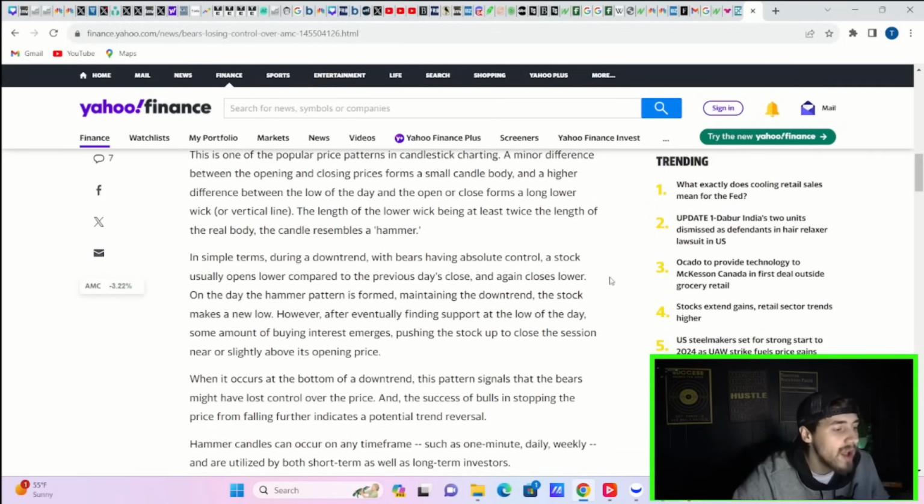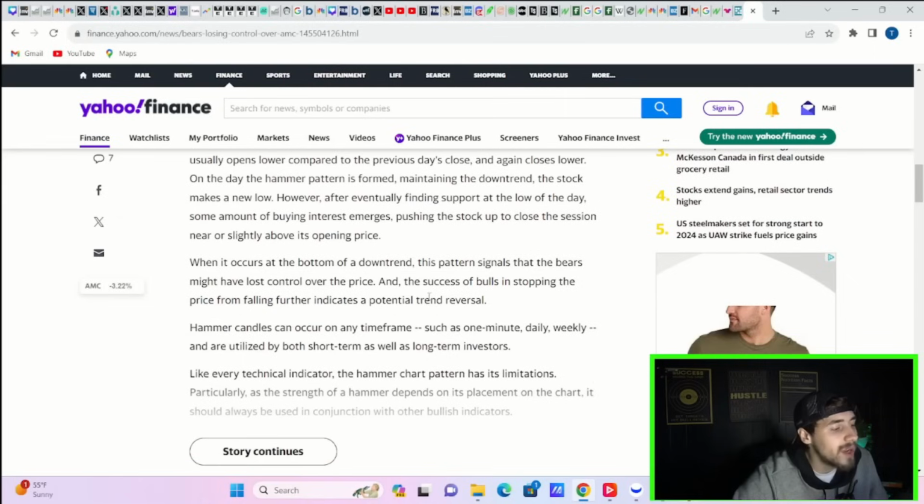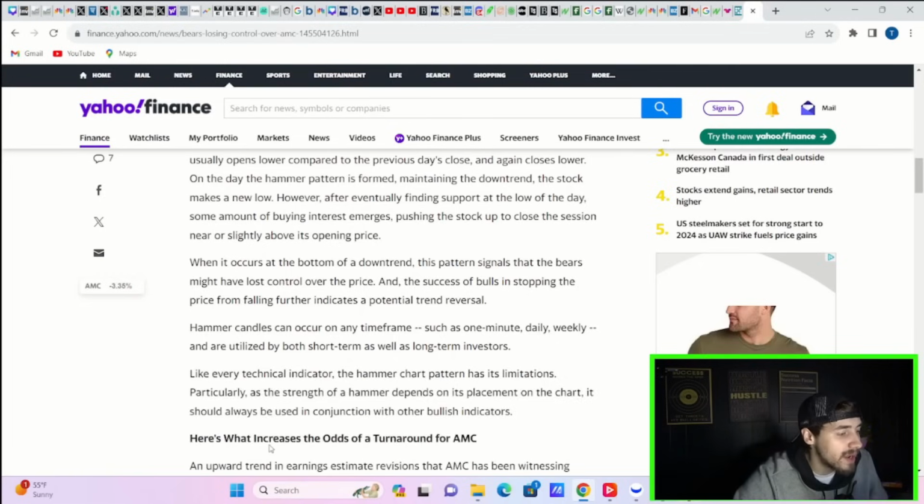In simple terms, during a downtrend with bears having absolute control, a stock usually opens lower compared to the previous day's close, and again closes lower. On the day the hammer pattern is formed, maintaining the downtrend, the stock makes a new low. However, after eventually finding support at the low of the day, some amount of buying interest emerges, pushing the stock back up to close the session near or slightly above its opening price. When it occurs at the bottom of a downtrend, this pattern signals that the bears might have lost control over the price, and the success of bulls in stopping the price from falling further indicates a potential trend reversal.